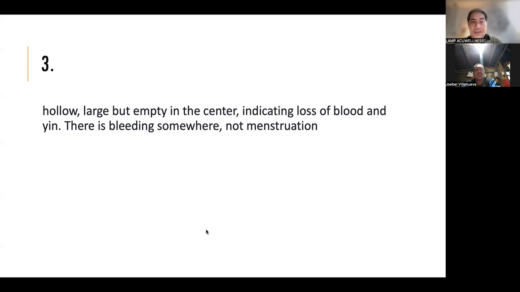What is this pulse? Blood deficiency, yin deficiency. No, you have to tell me what kind of pulse. What's the pulse? Mom Tricks: Hollow. Ah, andiyan na nga yung hollow.